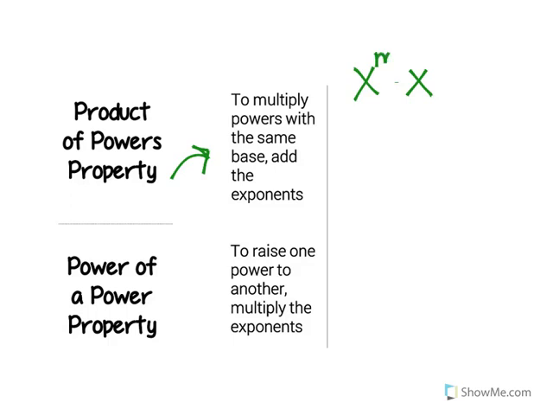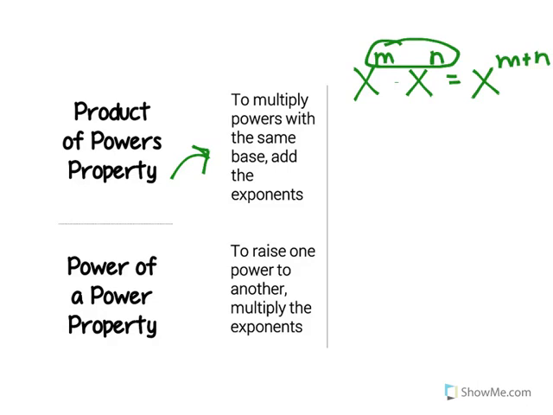So if they have the same base, like x times x, those are the same bases. Okay, so if that one had an exponent of m and an exponent of n, then what we would do is take the top numbers and keep the base, which was x, and then add m plus n. And that would be our final answer.